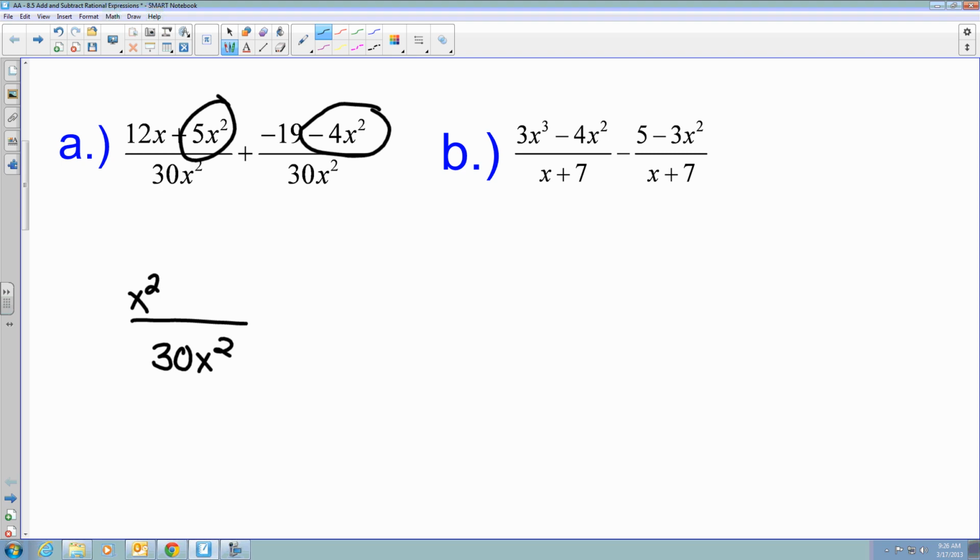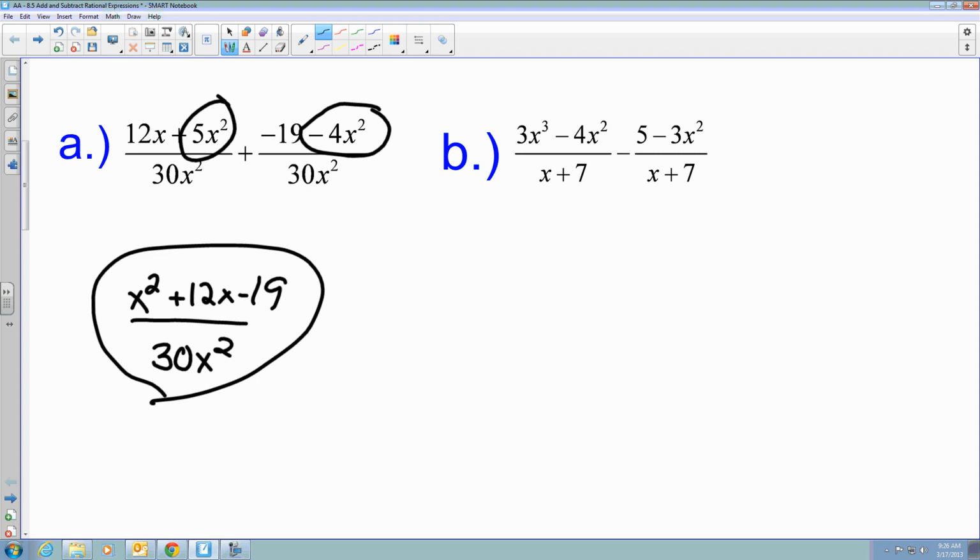Then there's nothing in common with 12x, so I'm just going to say plus 12x. And I have nothing in common with my constant negative 19, so I'm just going to write it as negative 19. So my simplified expression here, when I add those two rational expressions, will be x squared plus 12x minus 19 divided by 30x squared.